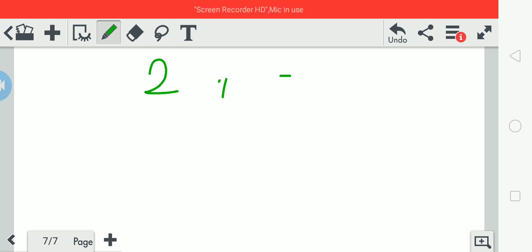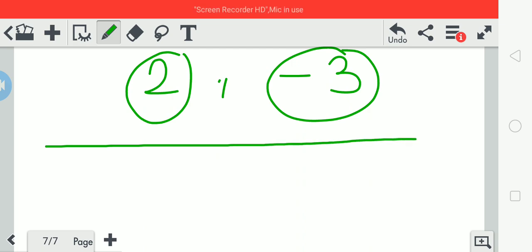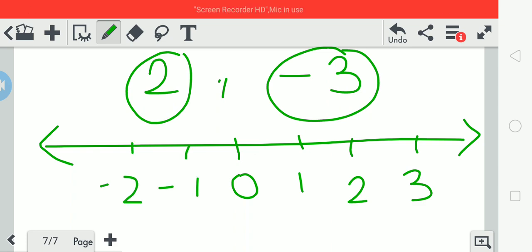In the second example I will select one positive number, that is 2, and I will take the second one, a negative number, that is -3. Now here 2 is positive and -3 is negative, right. So I have to draw the number line like 0, 1, 2, 3, and on the left side -1, -2, -3, right.